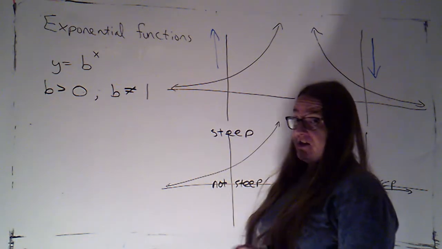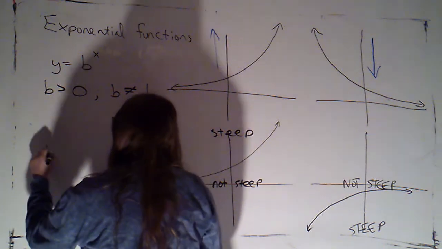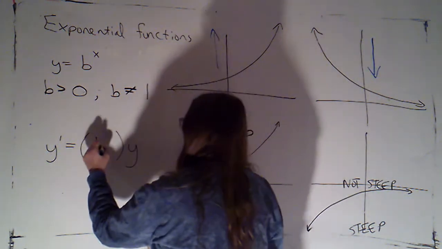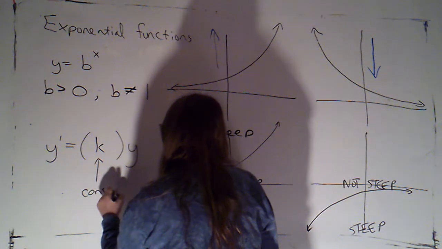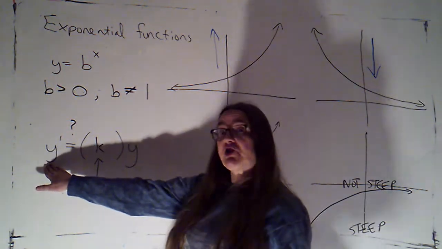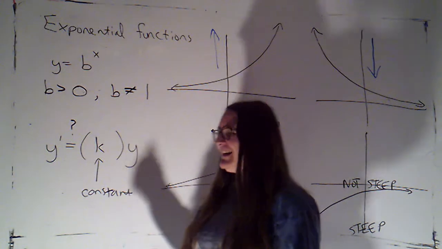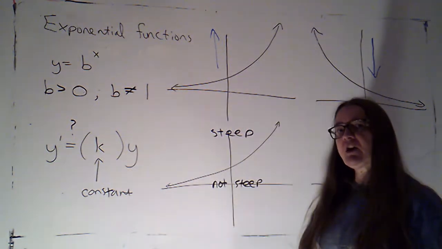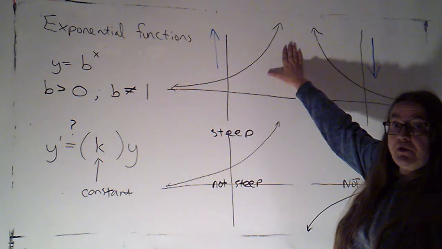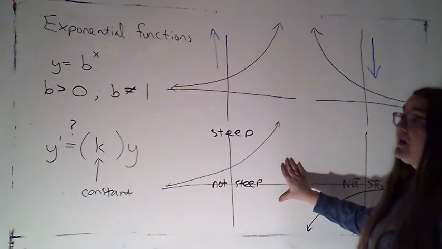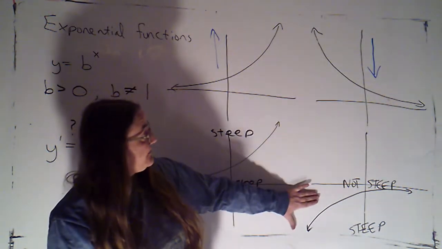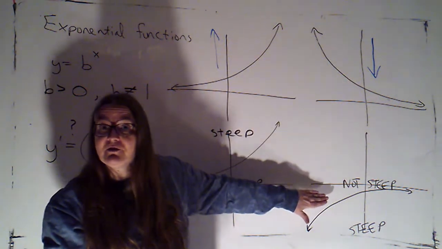What this suggests is that for an exponential function, y prime is perhaps just some multiple, some constant, of the original function. That would say that the rate of change is proportional to the original function. When two things are proportional, one is a multiple of the other. This suggests for exponential growth, the derivative would be a positive multiple of the original function. And for exponential decay, the derivative would be a negative multiple of the original function.